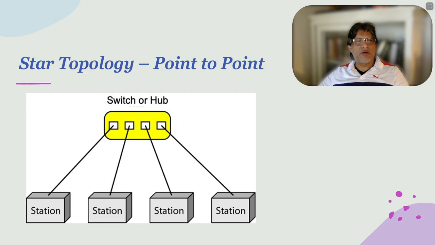Now let's talk about the star topology. A star topology is a point-to-point topology. You can see, for example, a switch or a hub connecting to the station. The station has basically one connection from itself, a point-to-point link from the device itself to the hub or the switch.